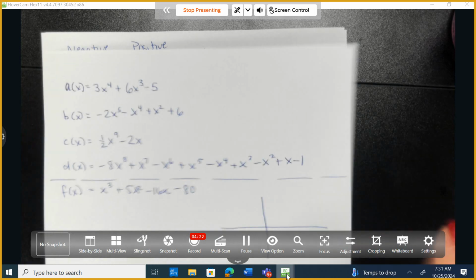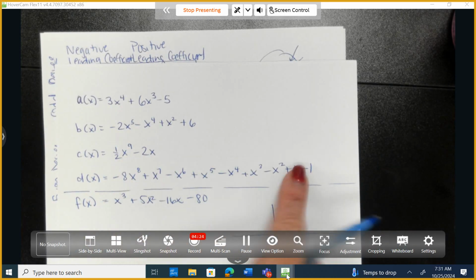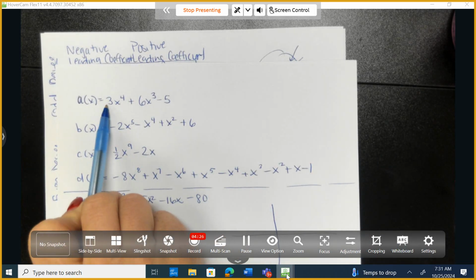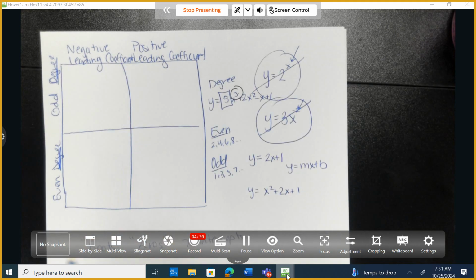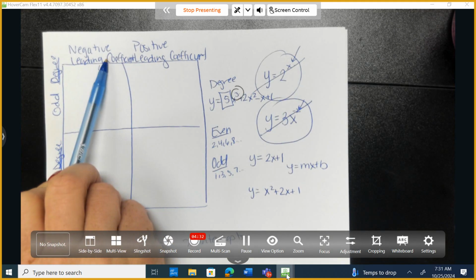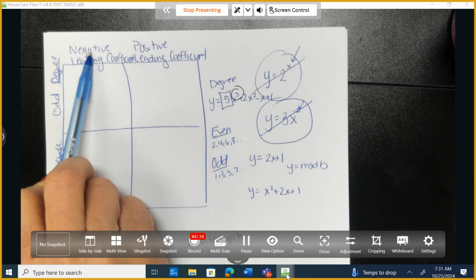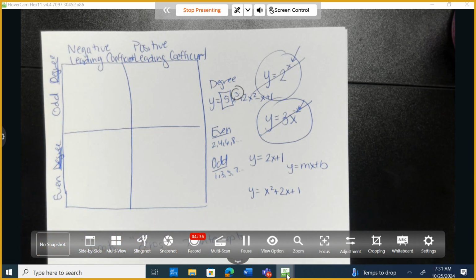So coming back over here, they are all lined up beautifully. This would be leading coefficient 3, leading coefficient negative 2, 1/2, and negative 8. We're going to identify the leading coefficient, and then all we need to know is, is that value positive or negative? Okay, now I'd like you to draw the arrows that I am drawing.